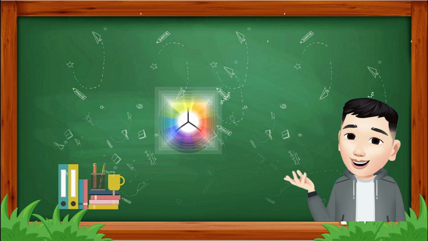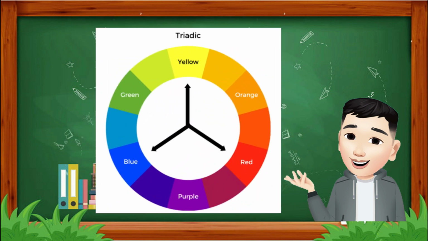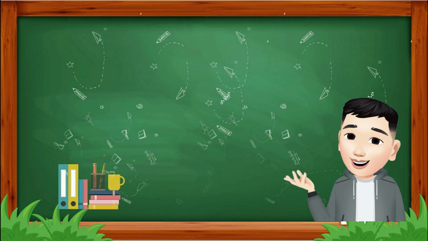For example, red, yellow, and blue. So how do I come up with those three colors? Remember, a triad is the colors in between three spaces on the color wheel.